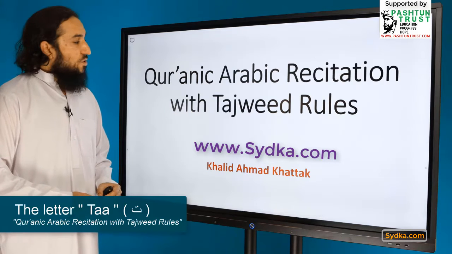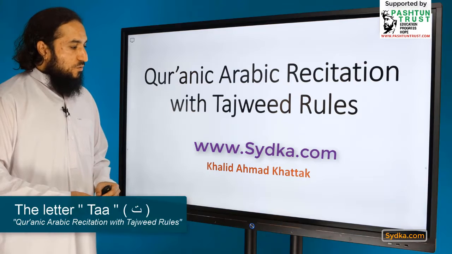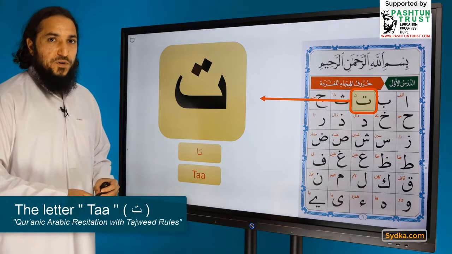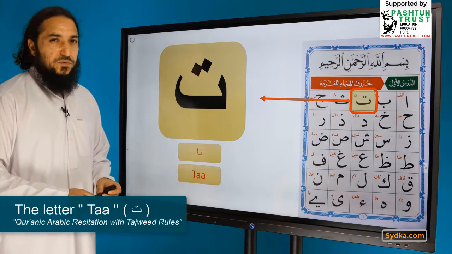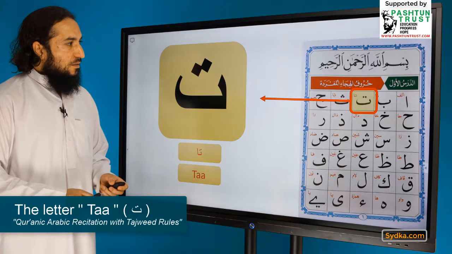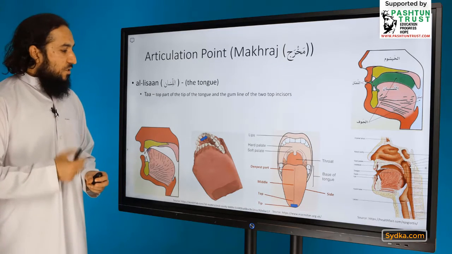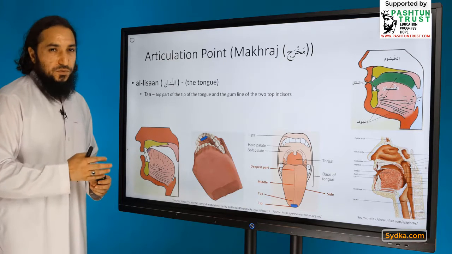Welcome back to another session of Qur'anic Arabic Recitation with Tajweed Rules. In this session, we will study the third letter of the Arabic alphabet, that is called Ta, and its sound is T. Okay, and what is its makhraj, articulation point? It is the top part of the tip of the tongue and the gum line of the two top incisors.